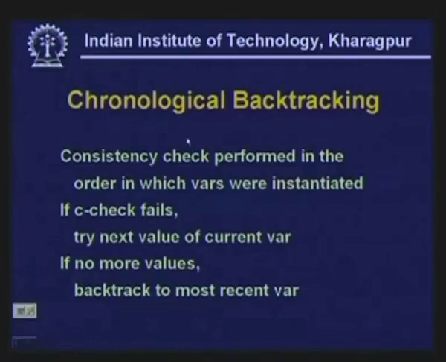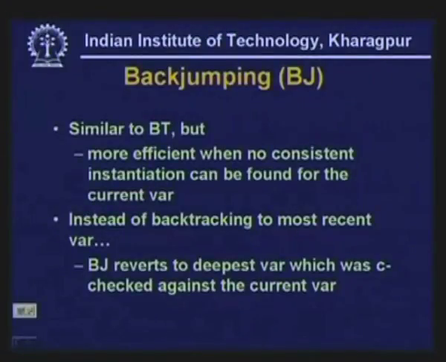In chronological backtracking, the consistency check is performed in the order in which the variables were instantiated. If the consistency check fails, we try the next value of the current variable. If the current variable has no more values, we backtrack to the most recent variable which has a choice left. This is what is done in normal depth first search. Back jumping is also a type of backtracking, but it is more efficient when there is no consistent instantiation to be found for the current variable. In this case, we go to the deepest variable which was constraint checked against the current variable.